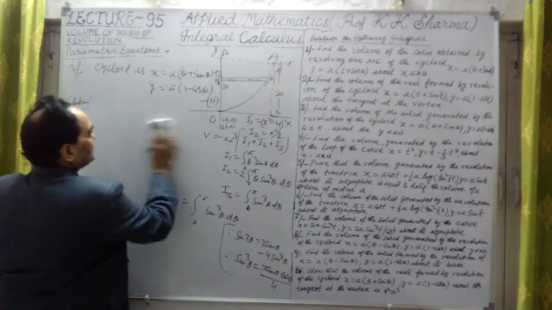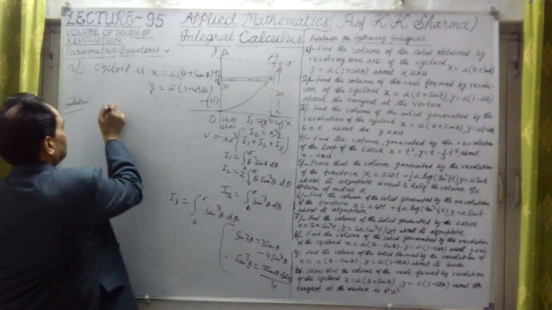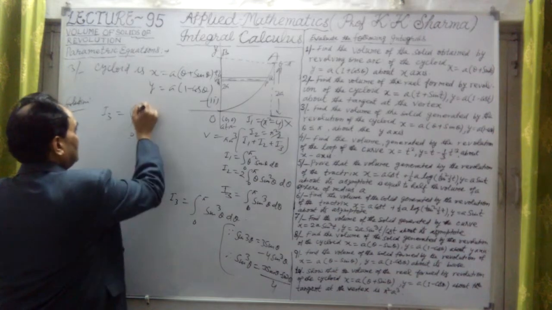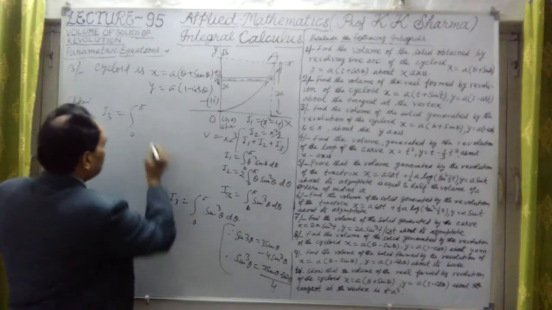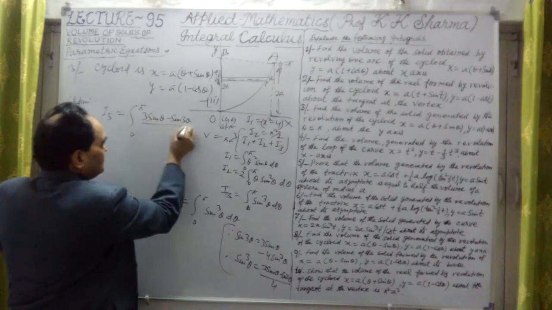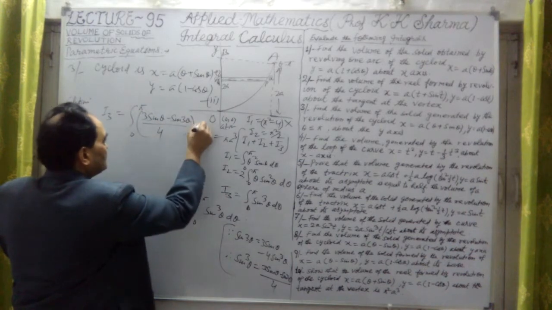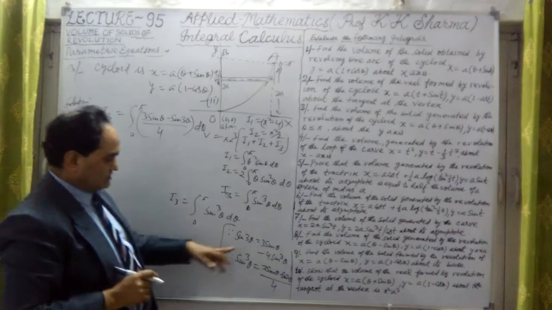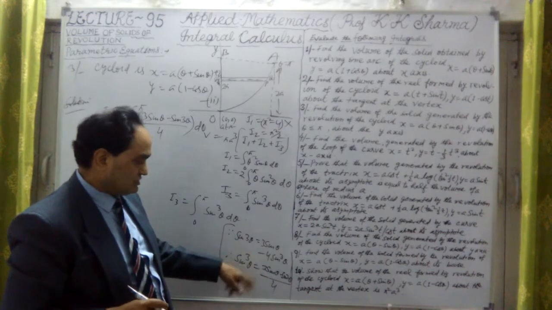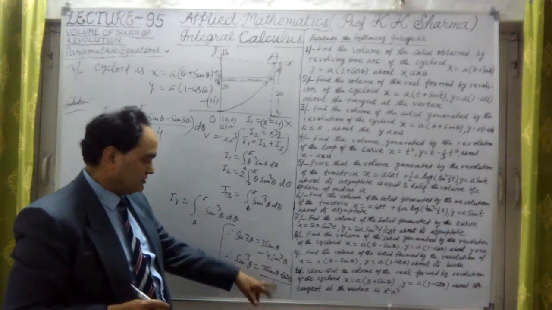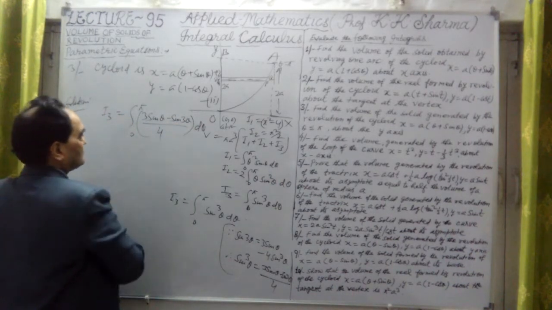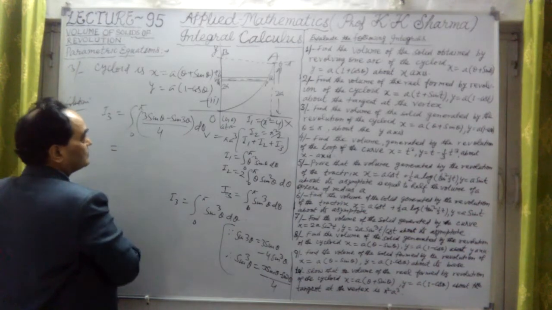Okay, let me solve here. So therefore I3 is equal to integral 0 to pi, sin cube theta is this value, which is 3 sin theta minus sin 3 theta upon 4 into d theta. Sin theta whole cube is equal to this: 3 sin theta minus sin 3 theta upon 4. This is sin 3 theta here, angle 3 theta. Okay, this is to be integrated now.